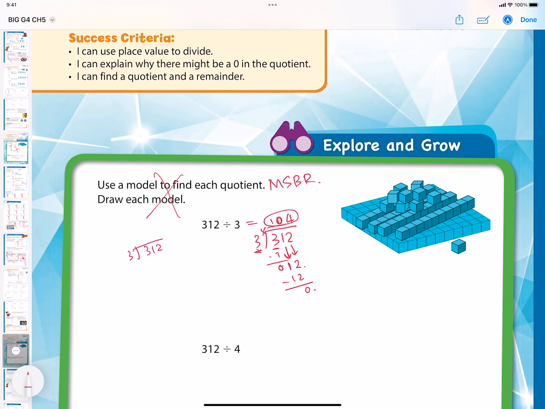All right, one more time, guys. 312 divided by 3. If you understood, you can skip. If you didn't, look at it again. Okay, 3 times 1 is 3. Take away, nothing left. And you need to bring this down, M, S, B, R, right? And 1. Now compare this. 3 cannot fit into 1, right? At that time you have to put 0.